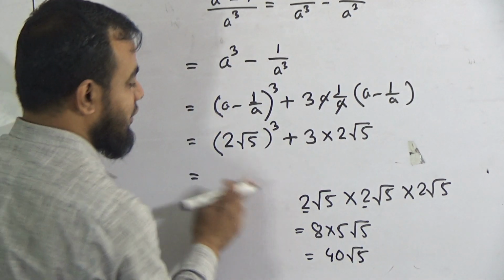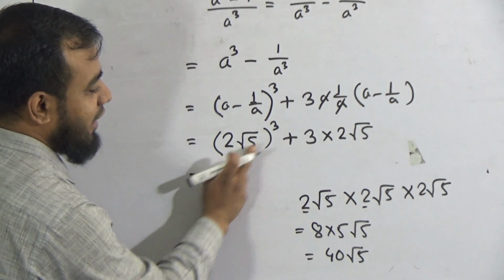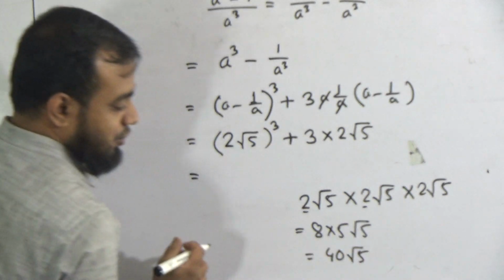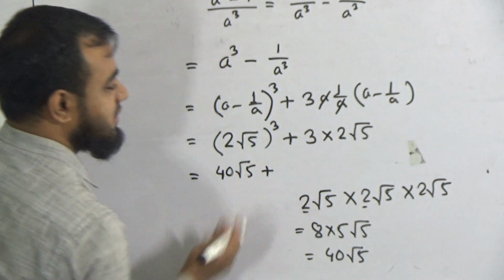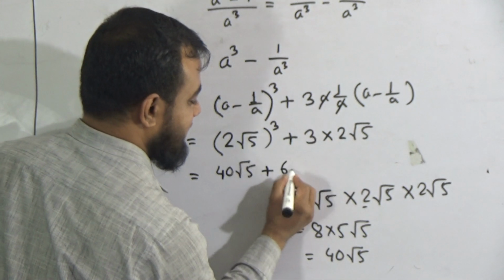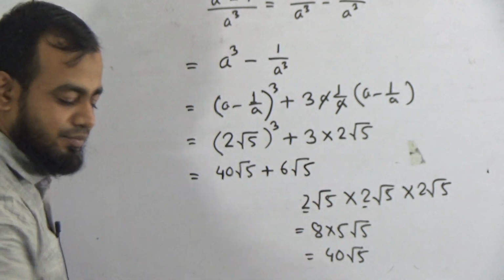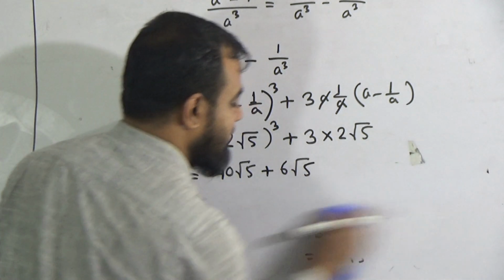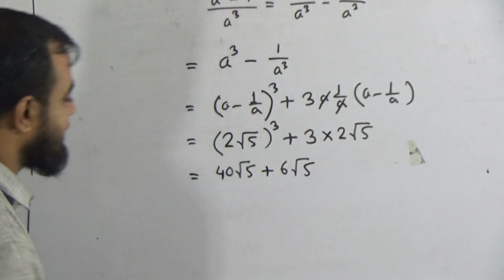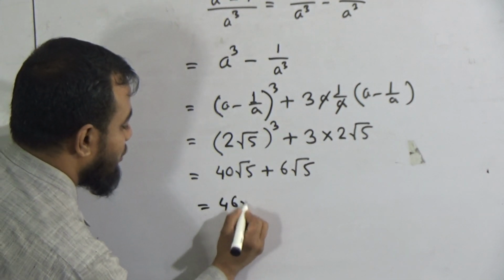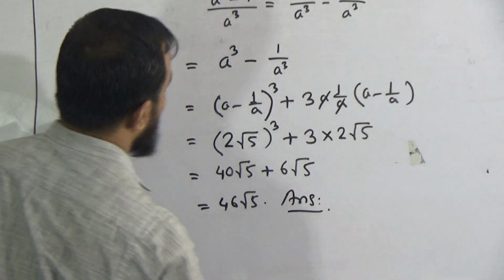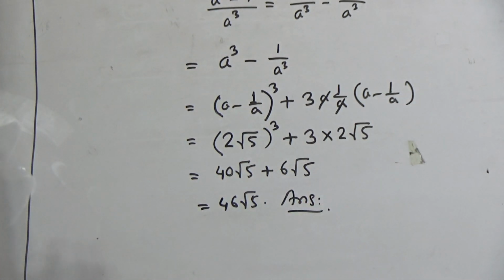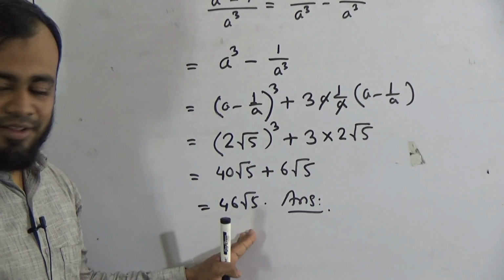So in the place of 2 square root of 5 whole cube, we can write 40 square root of 5, plus 3 twos are 6, it's 6 square root of 5. So 40 square root of 5 plus 6 square root of 5 makes 46 square root of 5, which is our answer, which is the value of a to the power 6 minus 1 over a cube. My dear students, I hope you have understood how to solve this kind of problem.